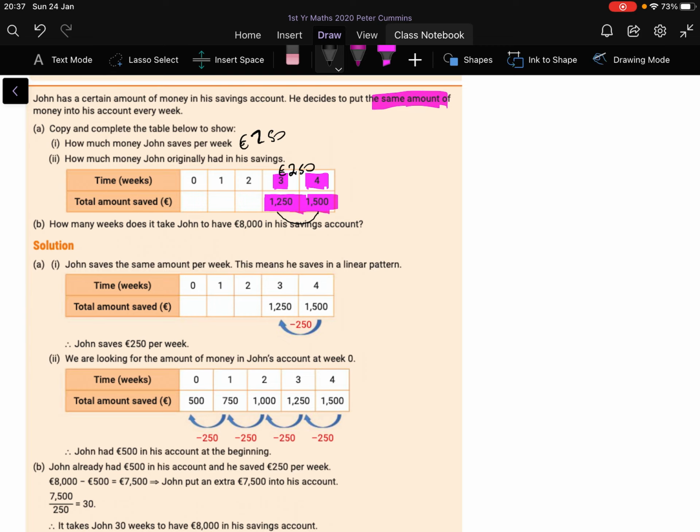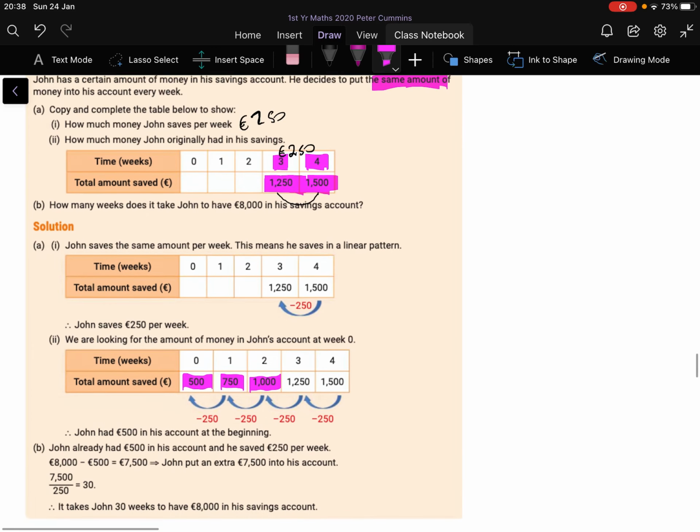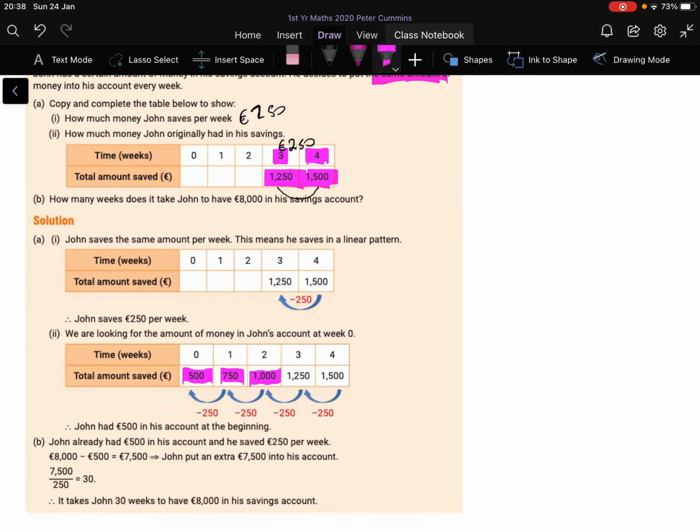The second one, we'll fill in the rest of the table. So we'll move back. If we take 250 away again, it's going to give us 1,000. Take away 250, 750. Take away 250, 500 euros. So we know how much he saved all the way along. So how much had he got originally? Well, here's our number here. That's how much he started off with at week 0. So our second answer there is going to be 500 euros.